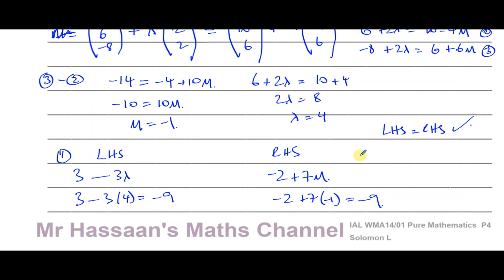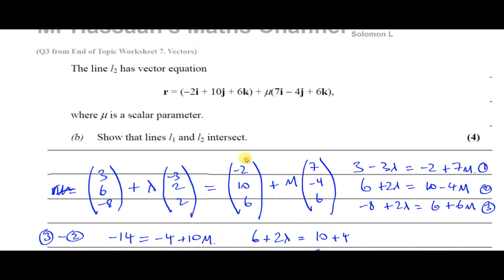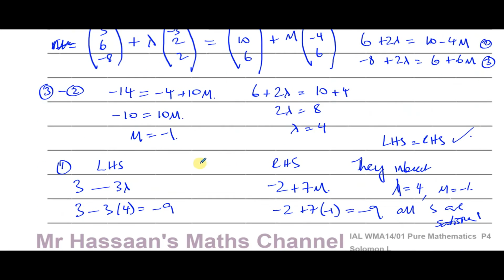So therefore, they intersect. They intersect because we found that when lambda equals 4 and when mu equals minus 1, all three equations are satisfied. All three equations were satisfied by those same values of lambda and mu. Okay, so that's part B. Now we're going to go on to part C.